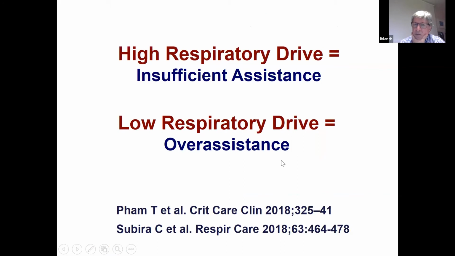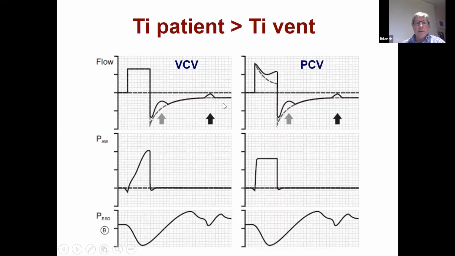But we can also classify asynchronies in two ways: those with insufficient assistance from the ventilator, where the landmark asynchrony is high respiratory drive, and those with over-assistance. When there is over-assistance, the drive is quite low, and ineffective efforts can appear.